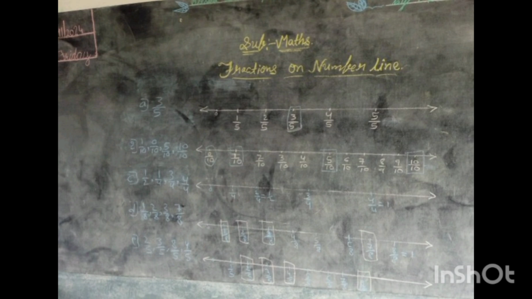On the number line: 0 by 5, 1 by 5, 2 by 5, 3 by 5, 4 by 5, 5 by 5, 6 by 5, 7 by 5, 8 by 5. Here 6 by 5, 7 by 5, 8 by 5 are more than 1 whole. Okay, 5 by 5 is equal to 1 whole.